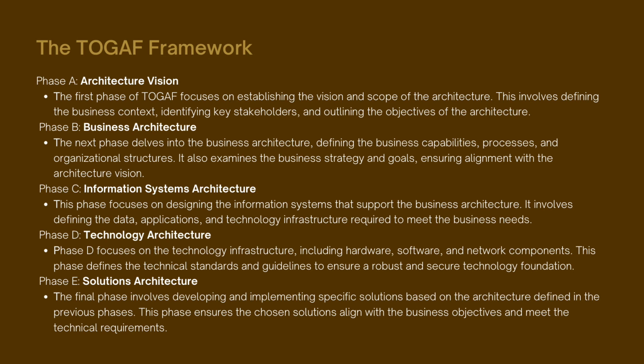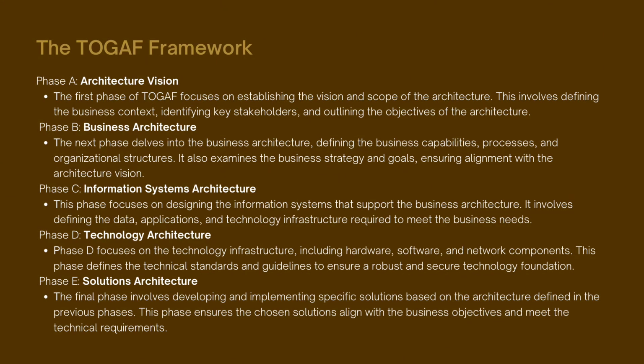Phase B: Business Architecture. The next phase delves into the business architecture, defining the business capabilities, processes, and organizational structures. It also examines the business strategy and goals, ensuring alignment with the architecture vision. Phase C: Information System Architecture.